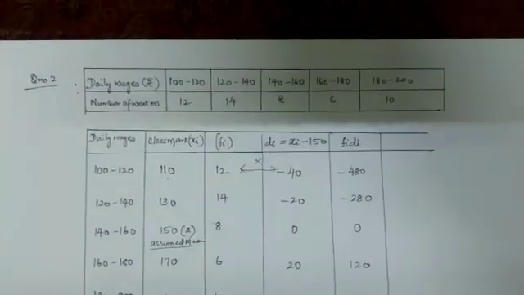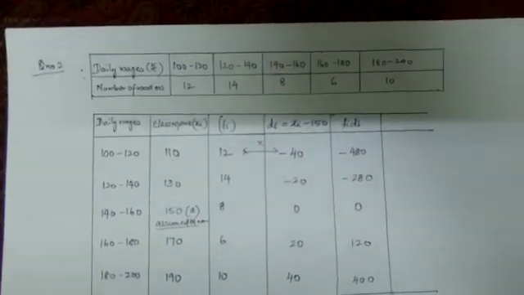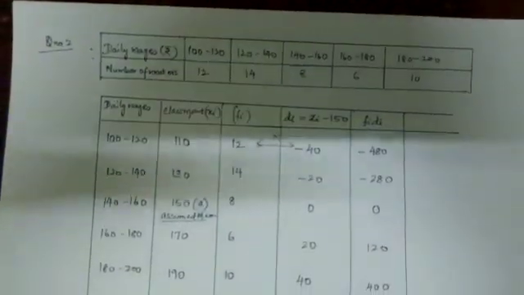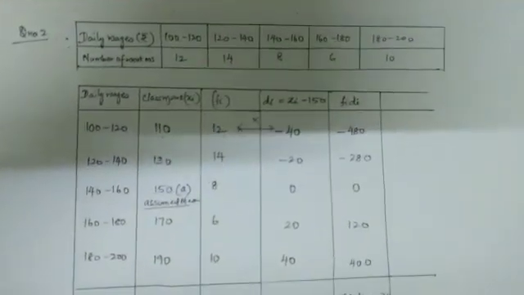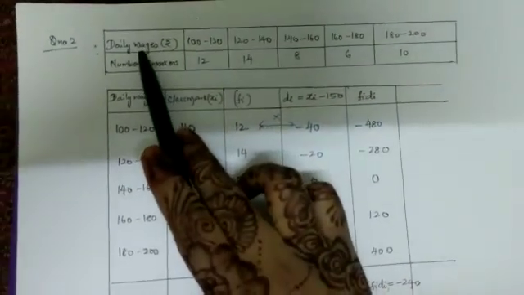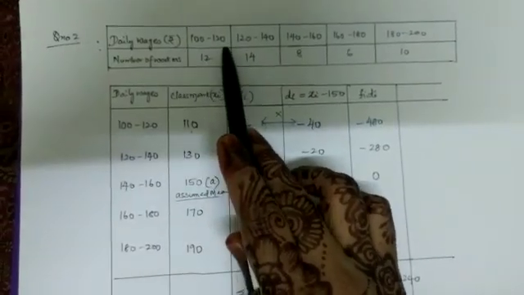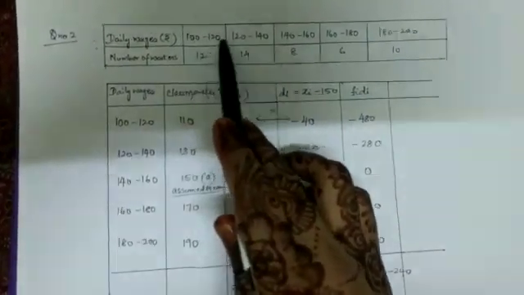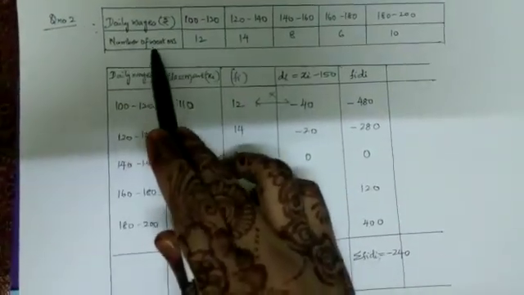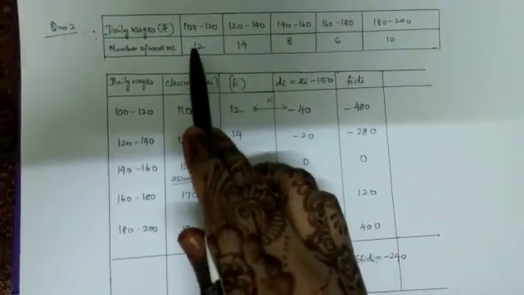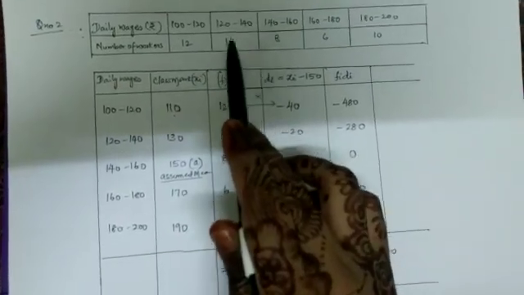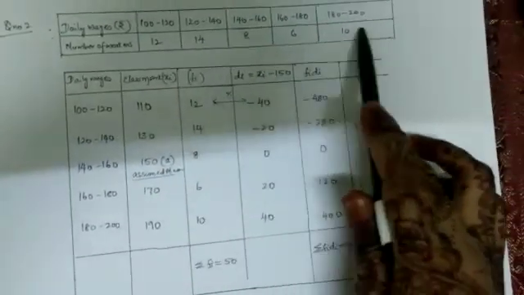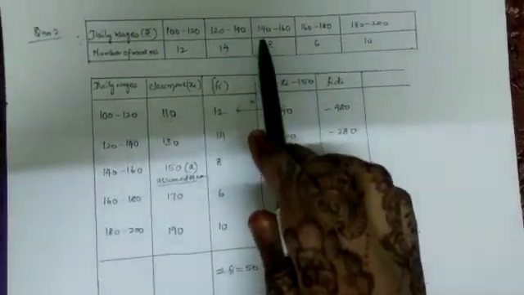Now we are ready with question number 2 of exercise 14.1. Here you can see daily wages of workers are given. Daily wages in rupees: 100 to 120, 120 to 140. I hope you all have understood that this is grouped data. How many workers are getting 100 to 120 rupees? 12 workers. 120 to 140, how many workers? 14, and so on. So they have made a grouping of the wages. Now they are asking us to find the mean.